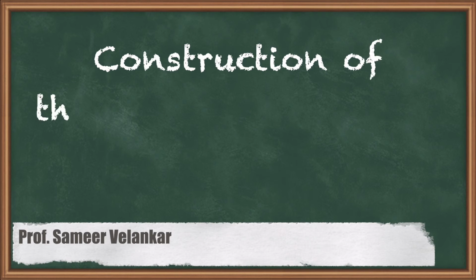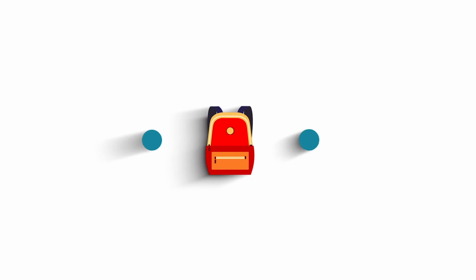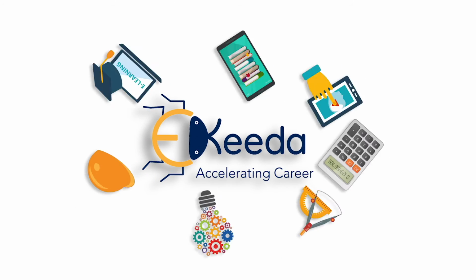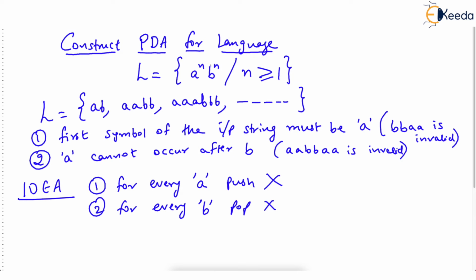Hello dear students, let's see how to construct pushdown automata for the language L, where L is the language a raised to n, b raised to n, such that n is greater than or equal to 1. Just observe this language: a raised to n followed by b raised to n.